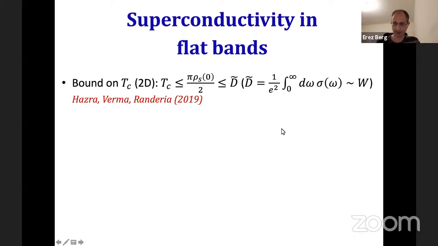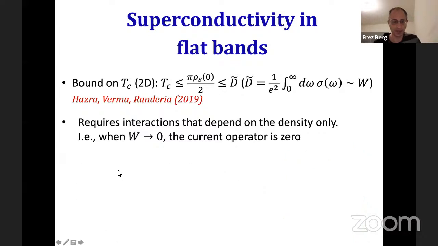Okay, but there's an important caveat to this. Okay, here we go. So this upper bound would tell you clearly that if you take the bandwidth literally to 0, TC has to go to 0.